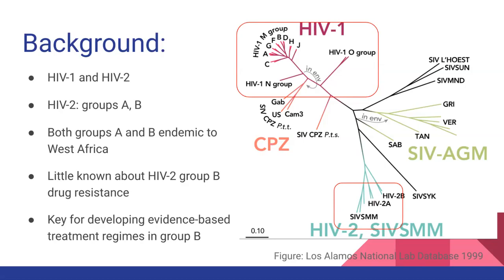Within HIV-2, a total of 9 groups have been detected genetically, with only 2 groups, A and B, that have commonly caused infection in humans. Both HIV-2 groups A and B are endemic to West Africa. However, Group B remains the less studied of the two groups, with little known or published on drug resistance in the literature.